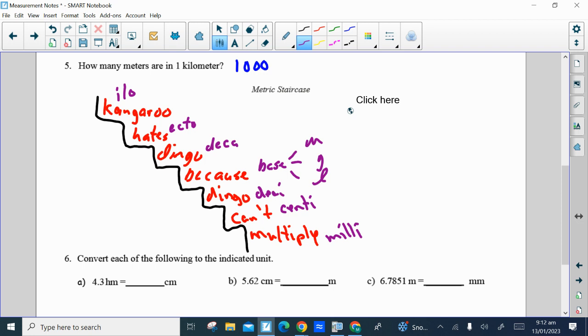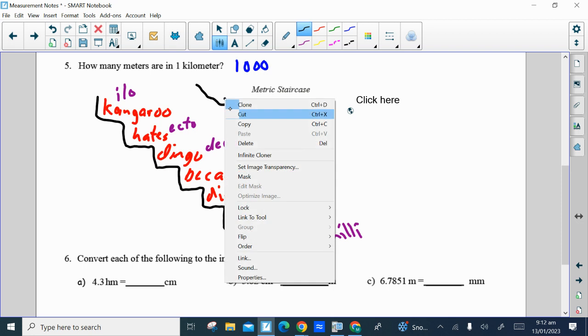The other thing we need to remember is that when you're going from a larger unit like kilos down to a smaller unit, your answer has to get bigger. There are 1,000 meters in a kilometer. So as you go down the metric staircase, your answer has to get larger. And every step you take down the metric staircase, you're going to multiply by another factor of 10.